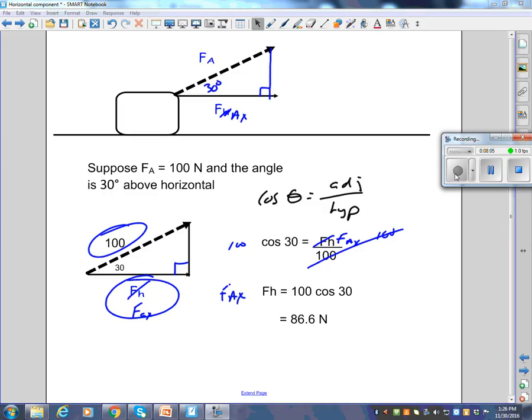So the question I had before was, is the horizontal component always going to be less than that applied force? Guys, I'm teaching here. Here's where you learn something. I'm showing you how to do it. Will the FAX always be less than the applied force? Absolutely, right? The hypotenuse is going to be the longest one. And if the angle is relatively small, like 30 or less, then it's not going to be a whole lot less. Like 86 is pretty close to 100, right?